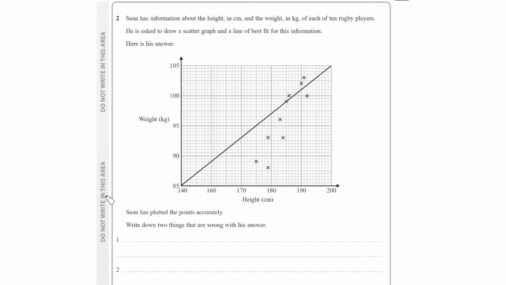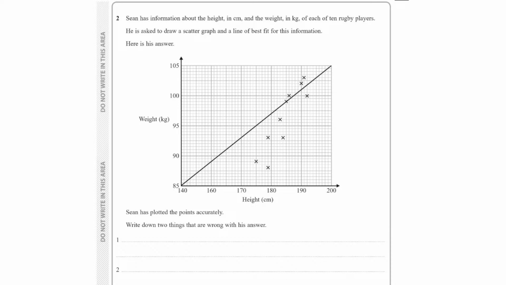Okay, question 2. So Sean has information about the height in centimetres and the weight in kilos of each of 10 rugby players. He is asked to draw a scatter graph and a line of best fit for this information. Here is his answer. Sean has plotted the points accurately. Write down 2 things that are wrong with his answer. So they're saying that the points are fine. It's not the coordinates. It's obviously the line of best fit.